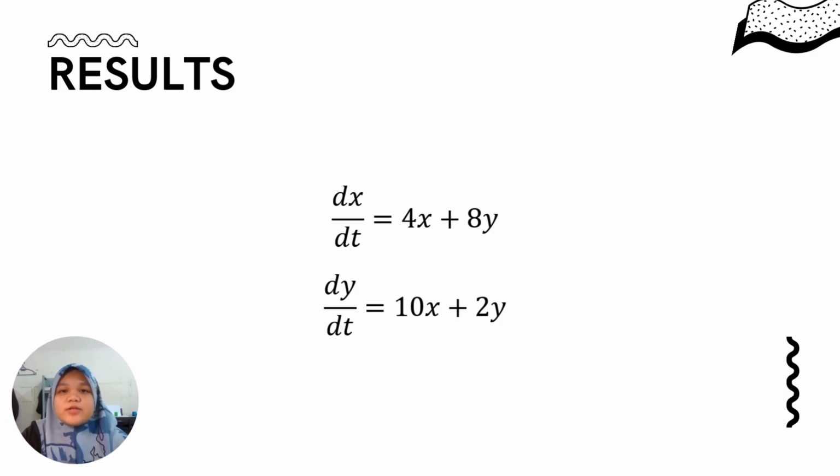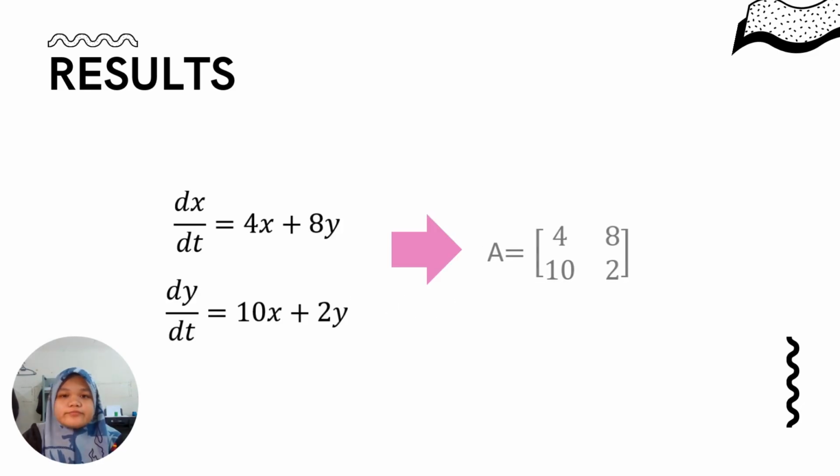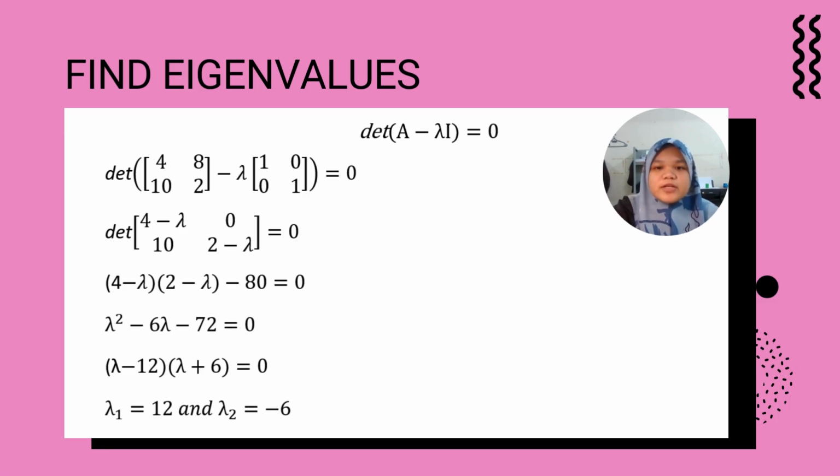Once we understand the methodology, we can implement it right away. So as we can see here, there are two differential equations, which are dx over dt equals 4x plus 8y, and the second one is dy over dt equals 10x plus 2y. Once we are given this type of equations, we need to change them into matrix form. As we can see here, I already wrote it as A equals 4, 8, 10, and 2 in matrix form. Next, we need to find the eigenvalue.